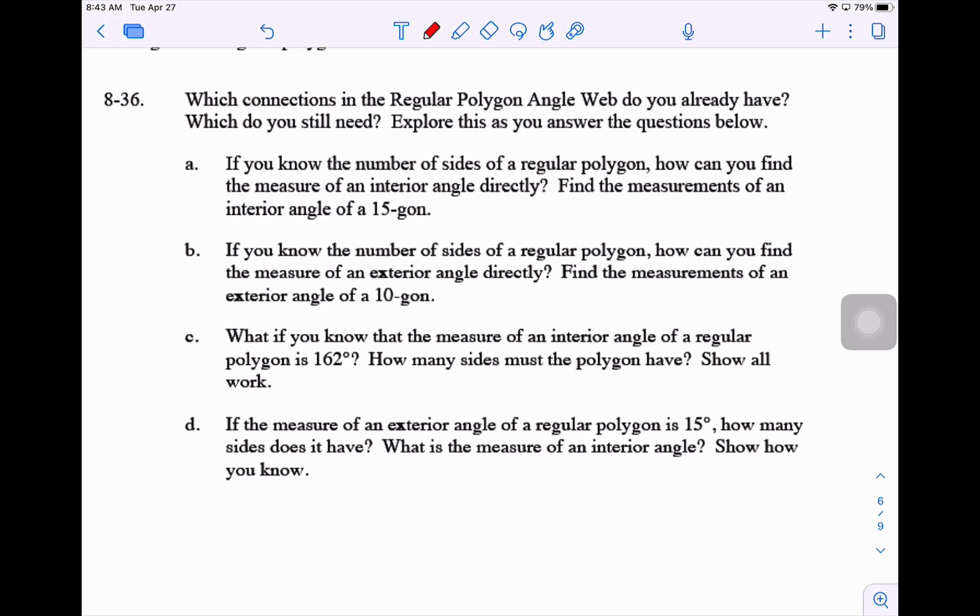So don't overthink this. Notice we're looking for an exterior angle of 10. I'm just dividing here.